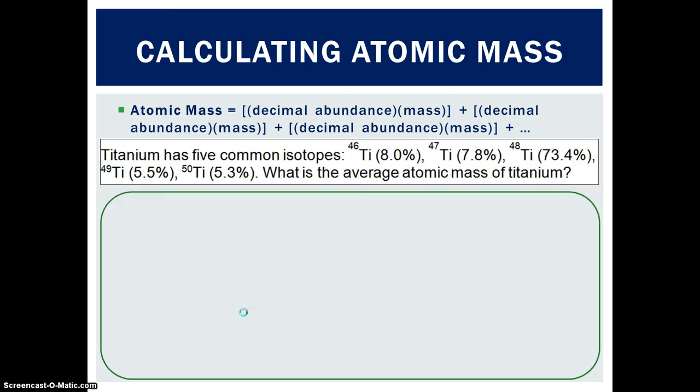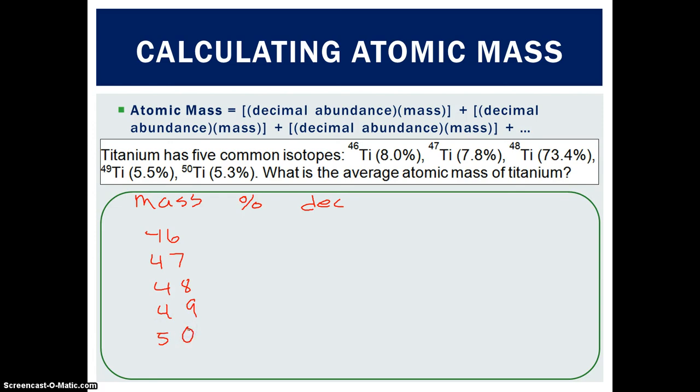All right, let's do one more. In this case, we're looking for the atomic mass of titanium. It's given to us in a slightly different way. I like working from a table, so I'm going to turn this information into a data table where I have mass, percent, and decimal. So the masses, I have 46, 47, 48, 49, and 50.